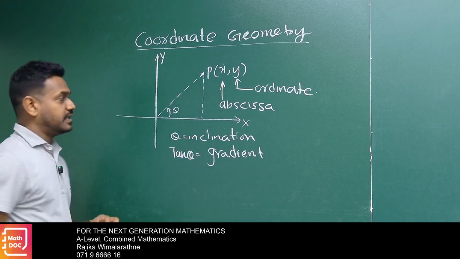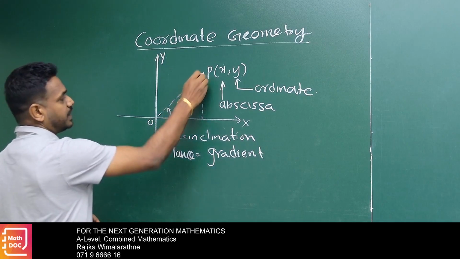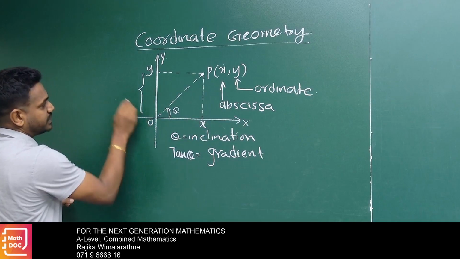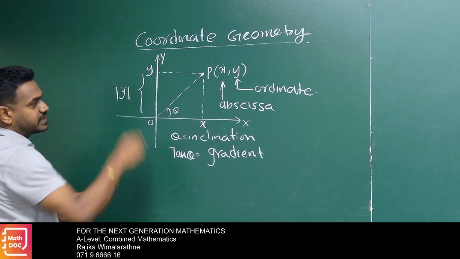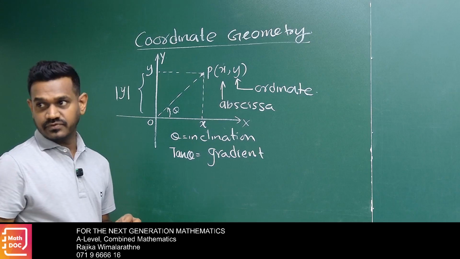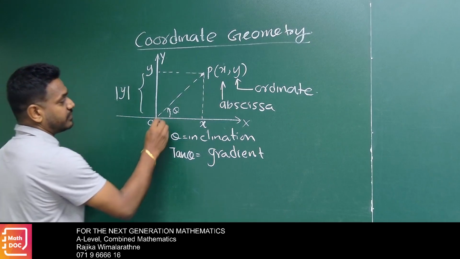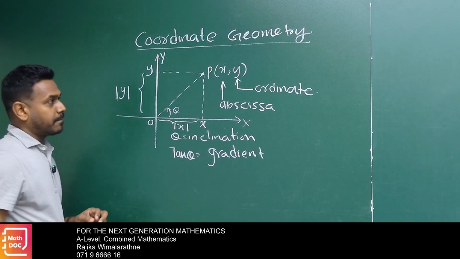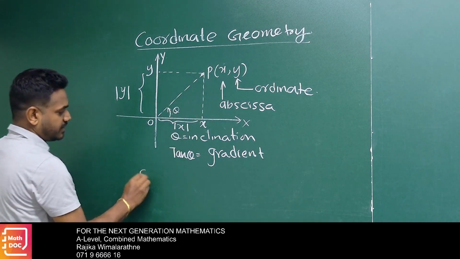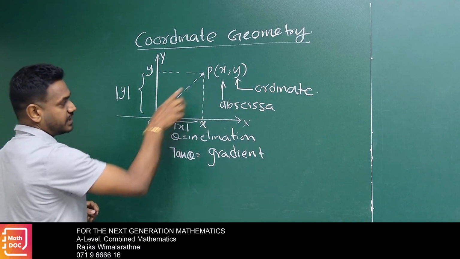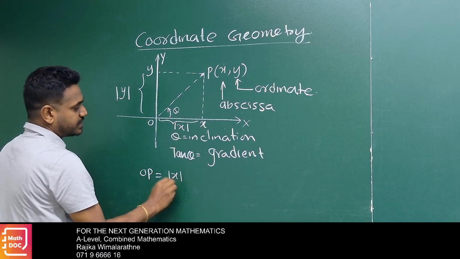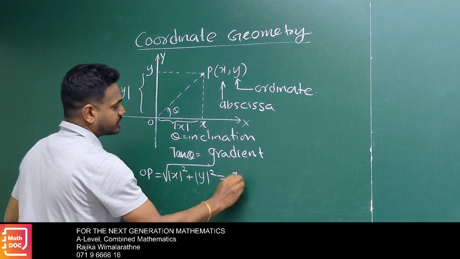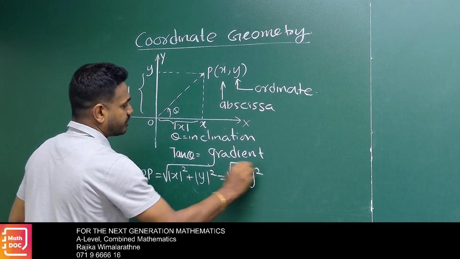Inclination and gradient. Then here consider O, P, here this coordinate x, here this coordinate y, and here this length we say y modulus. Modulus represents length. Coordinates can be positive or negative, but this one we say y modulus and this one x modulus. If you need to find the OP distance, you apply the Pythagorean theorem: square root of modulus x squared plus modulus y squared. Finally we write square root of x squared plus y squared. Here, OP distance.